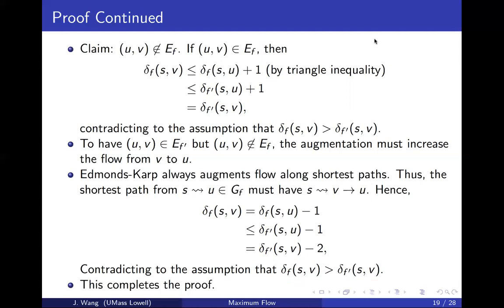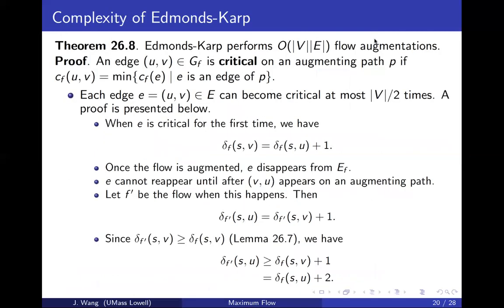All right. So next, we want to show that Edmonds-Karp will perform at most an order of V times E flow augmentations. So that means we want to do some counting here. When we do counting, we need a handle that we can count. The handle we use to do this counting is something called a critical edge.